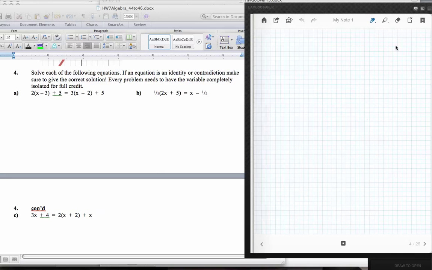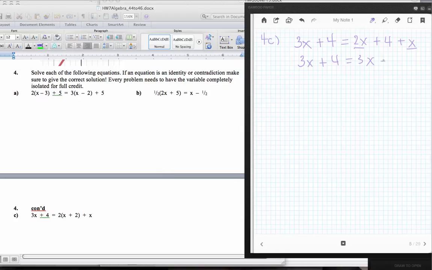Now moving on to part C. In part C, we have 3x plus 4 and then equals, and I'm going to do the distributive here, 2 times x, which is 2x, plus, and then 2 times 2, which is 4, and then plus x. So now I need to combine the like terms on the right before I go on. So this says 3x plus 4 is equal to 3x plus 4.